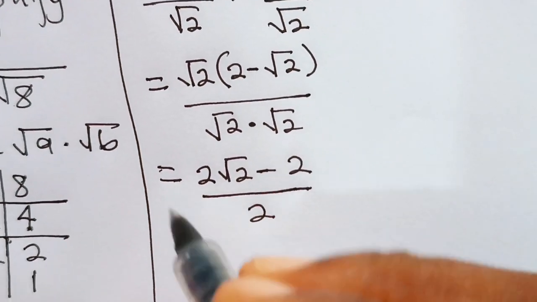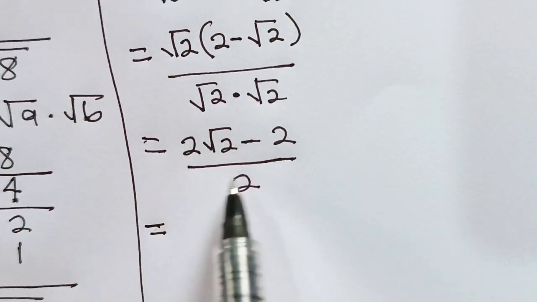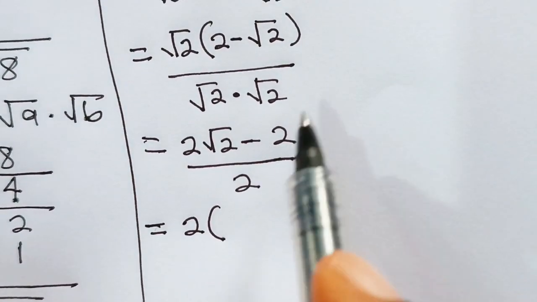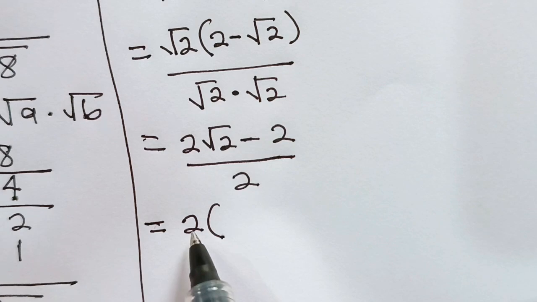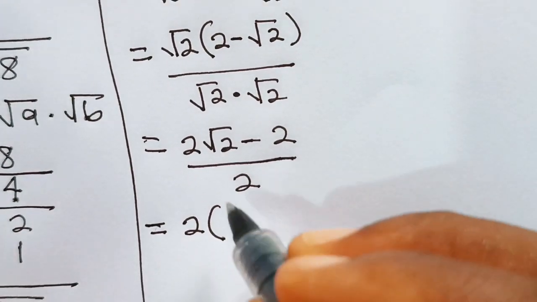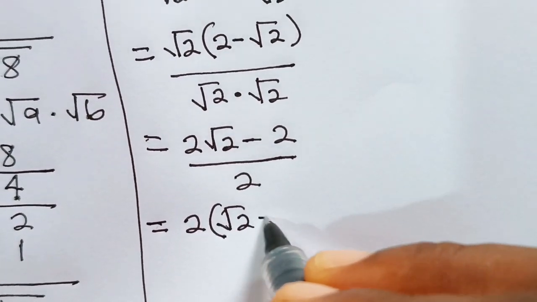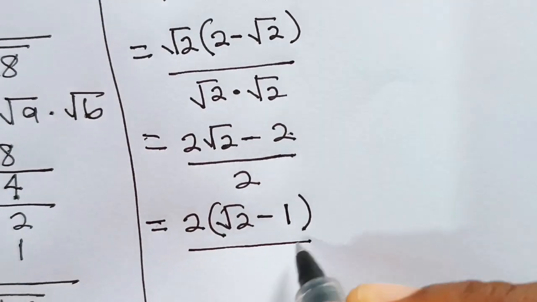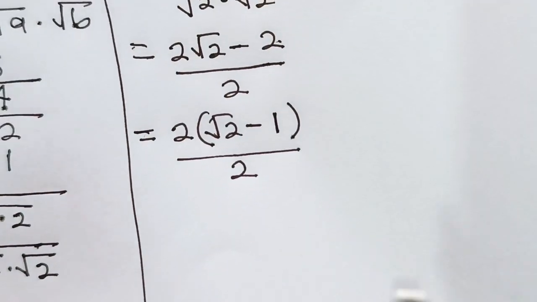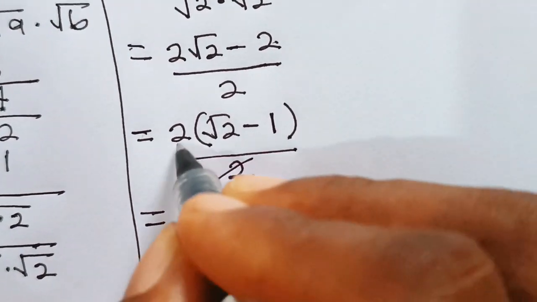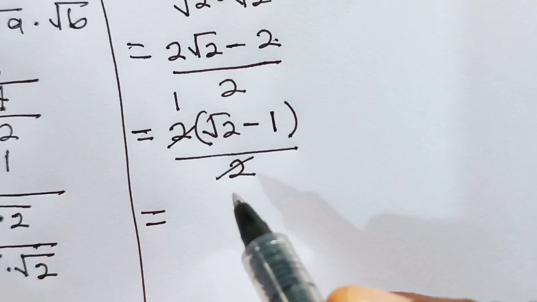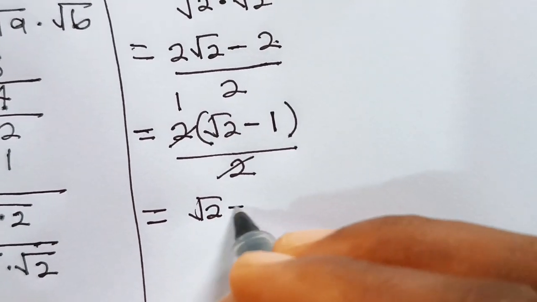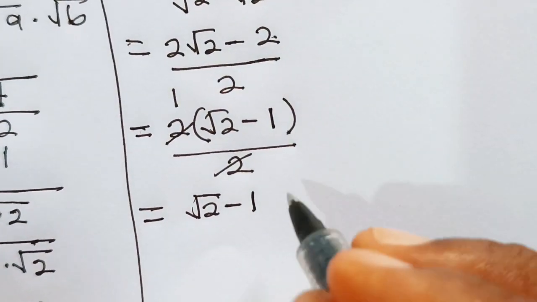If you look closely, you will see that we can factorize 2 from the numerator. So we have 2 bracket, 2 root 2 divided by 2 will give us root 2, minus 2 divided by 2 will give us 1, everything over 2. Now this will divide this to give us 1. 1 times (root 2 − 1) is root 2 minus 1. And this is the answer.